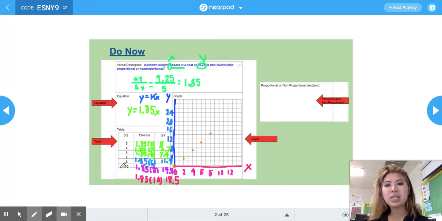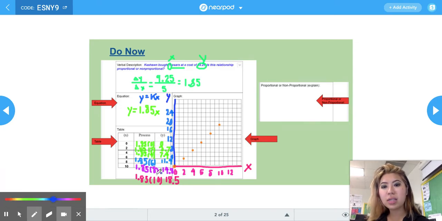Then our last point is 10, 18.5. Starting at the origin, I'm moving over to the right the value of 10 and moving up the value of 18.5. So 2, 4, 6, 8, 10, 12, 14, 16, 18, and then 19 is right there. So 18.5 should be around there. And then of course I have to draw a line to connect the dots.